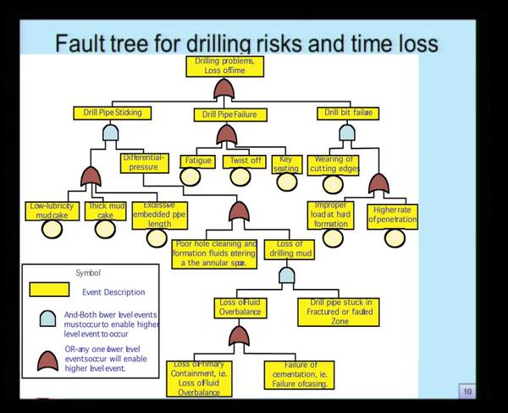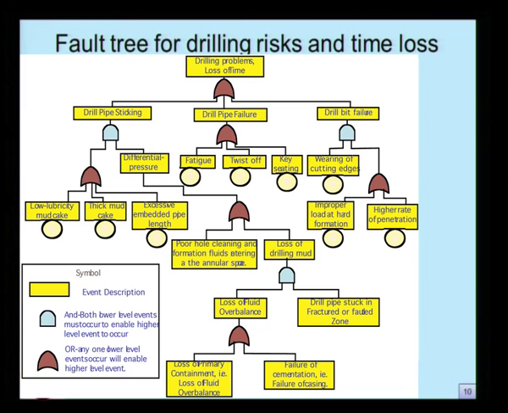Either the loss of drilling mud or poor hole cleaning can result in a differential pressure. Differential pressure, put together with either one of them, can result in drill pipe sticking. This is how a fault tree analysis can be read.